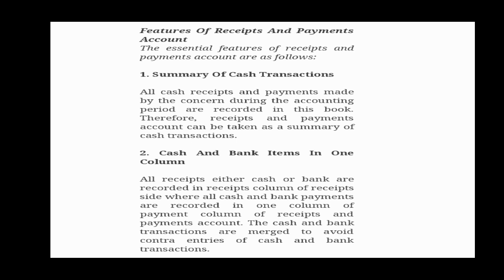Second, cash and bank items in one column. In a cash book, we maintain two columns, cash in hand and cash at bank. But here in the receipt and payment account, if cash in hand and cash at bank are available for the NPO, we must show them in only one column on the receipt side. If the bank balance is a credit balance, we must show it on the credit side as by balance b/d.